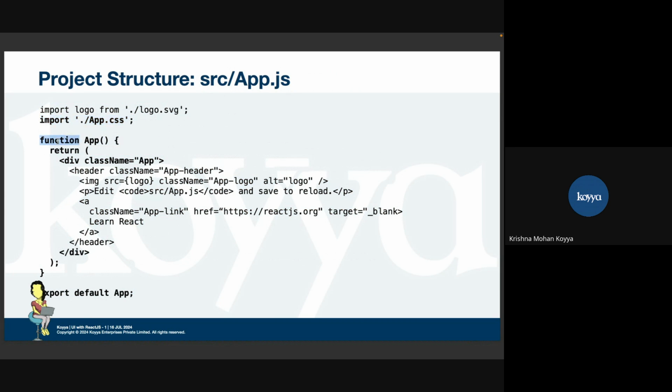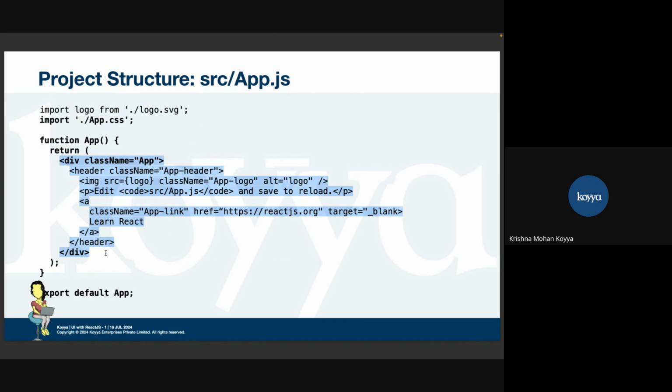See here, what I'm writing? I'm writing a function called app. This is the nice thing about React.js. It is a function-oriented application. Everything is a function. You need not create classes and so on. Everything is just a function. You create a function with a given name, which starts with an uppercase letter, and return some markup. It becomes a React.js component.